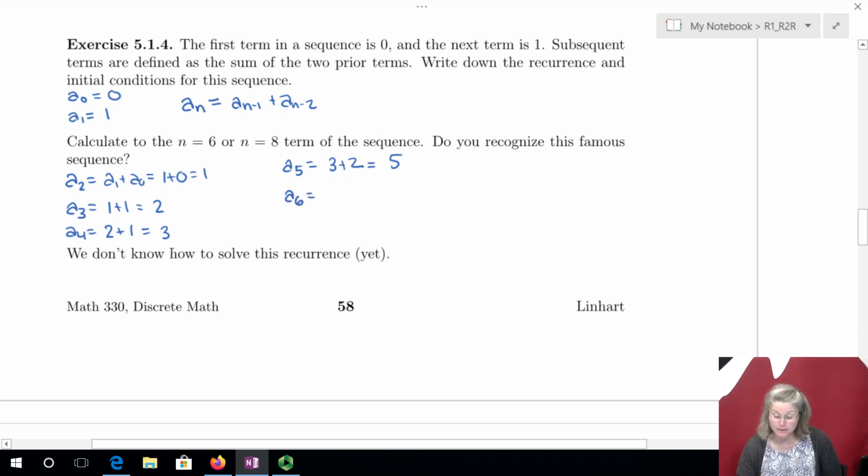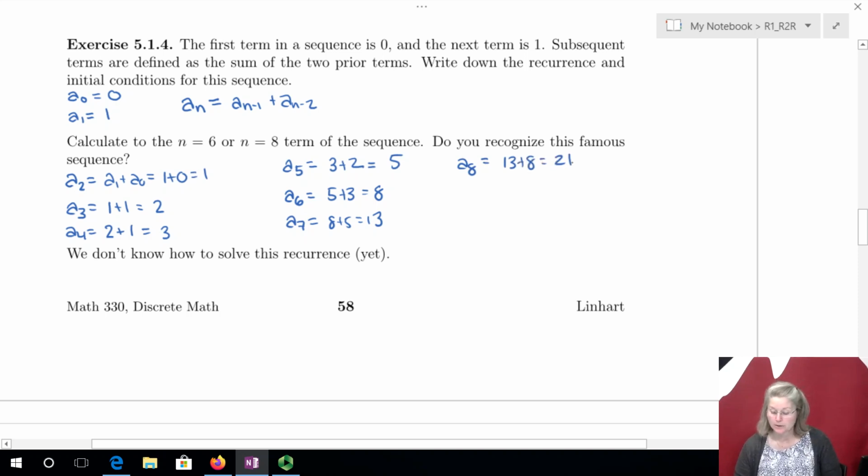A6, now that would be the sum of the two prior terms, so that would be 5 plus 3, which is 8. Let's do a few more. A7 is going to be 8 plus 5, which is 13. And A8, that would be 13 plus 8. That's going to be equal to 21.